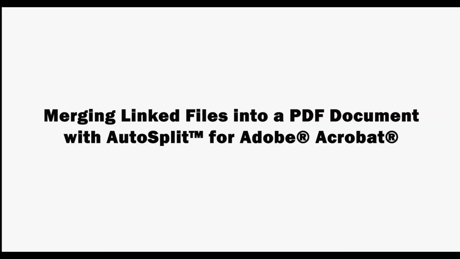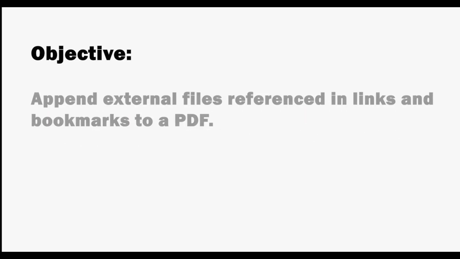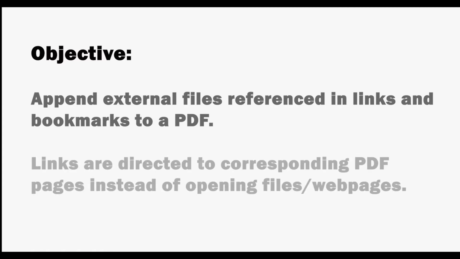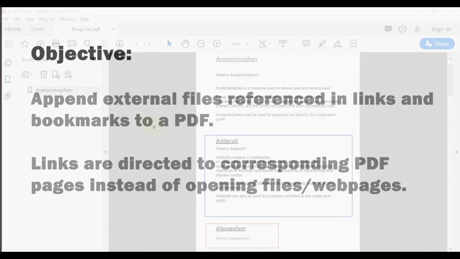In this video, we'll look at how to merge linked files into a PDF document with the AutoSplit plugin for Adobe Acrobat. The aim is to append external files referenced in links and bookmarks to a PDF. Opening these links then directs you to the corresponding PDF pages instead of opening the files or web pages themselves.